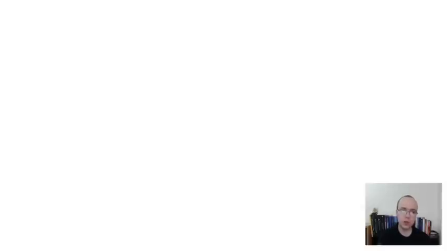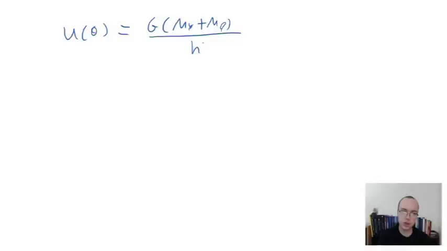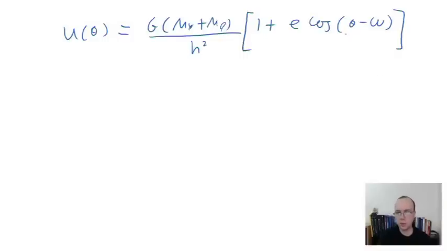So now that we have what u is equal to, it's time for the moment of truth. We know that u is G times the mass of the star plus the mass of the planet, divided by h squared, multiplied by 1 plus e cosine of theta minus omega. Sometimes people define this theta minus omega to be an angle called the true anomaly, and it's useful in exoplanets, but for our purposes here, we're going to define the reference direction omega to be equal to 0, which just means that we define our reference to be along the periapse direction. But don't worry about that for the moment.